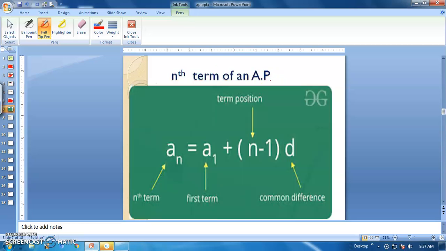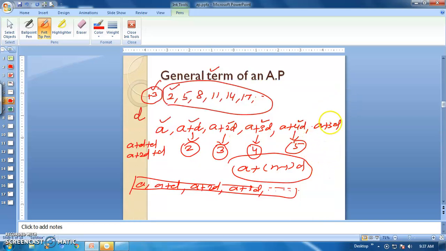Next one, nth term. How do we obtain the nth term of an AP? Like this only. The fifth term we can write as A plus 4D, so we reduce the number by one from the particular term. The sixth term is A plus 5D, the seventh term is A plus 6D, and the eighth term is A plus 7D. So here 8 means 7, 7 means 6, like that. So how can you write the nth term?